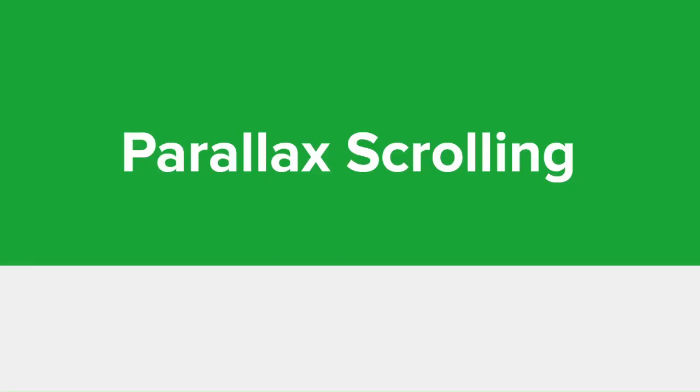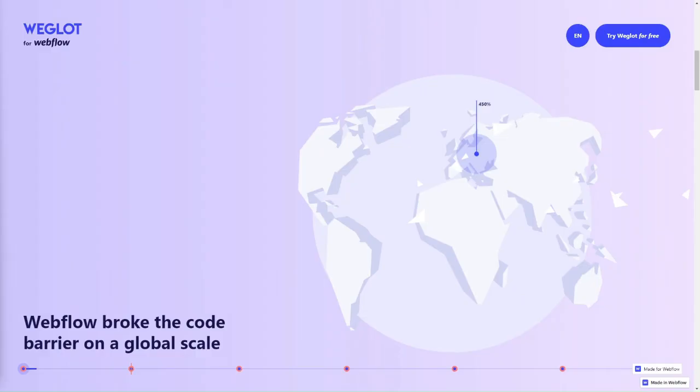Next up, we have parallax scrolling. So parallax scrolling is a design technique that creates the illusion of depth by moving the background of a web page at a different speed than the foreground. A really good example is Weglot's website for Webflow. So Weglot expands the reach of Webflow, and it lets designers create multilingual sites without having to know another language.